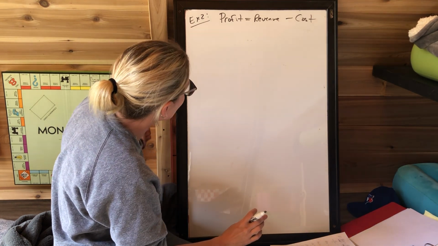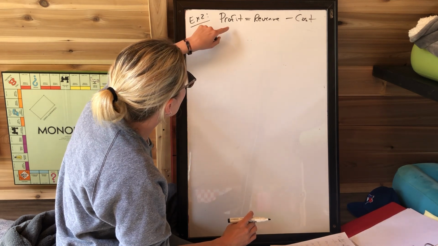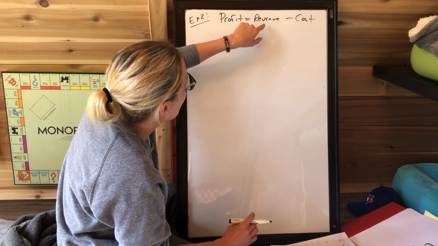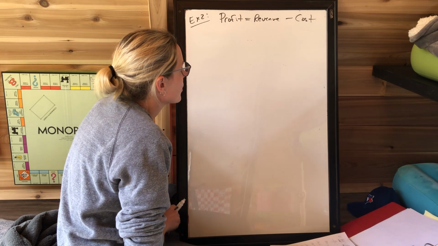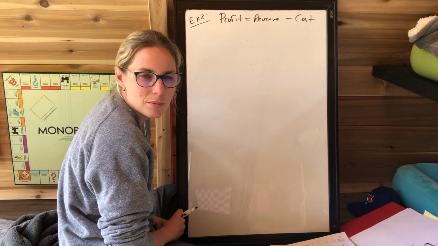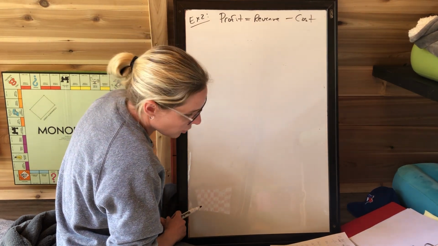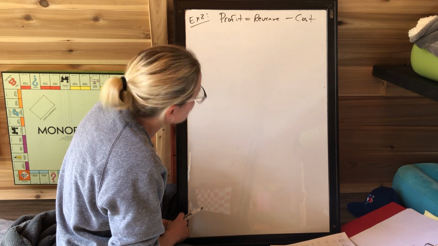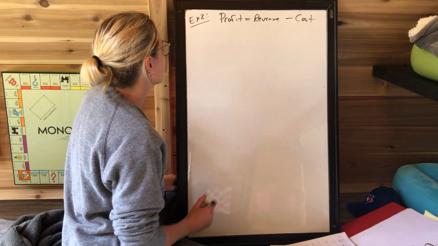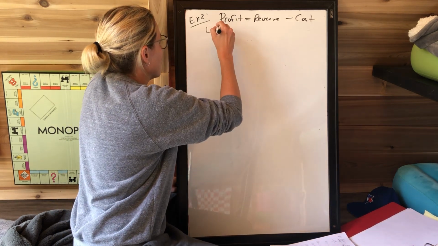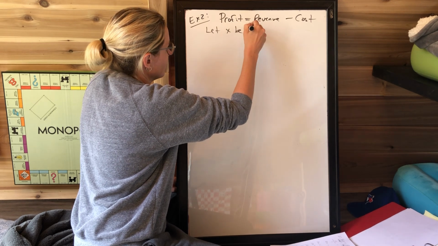So in this situation, he's only going to profit whatever he makes minus what it cost him to get them. So in terms of the question, when you look at it, it says how many t-shirts were in the case. So we're going to say something like, let X be the number of t-shirts in the case.